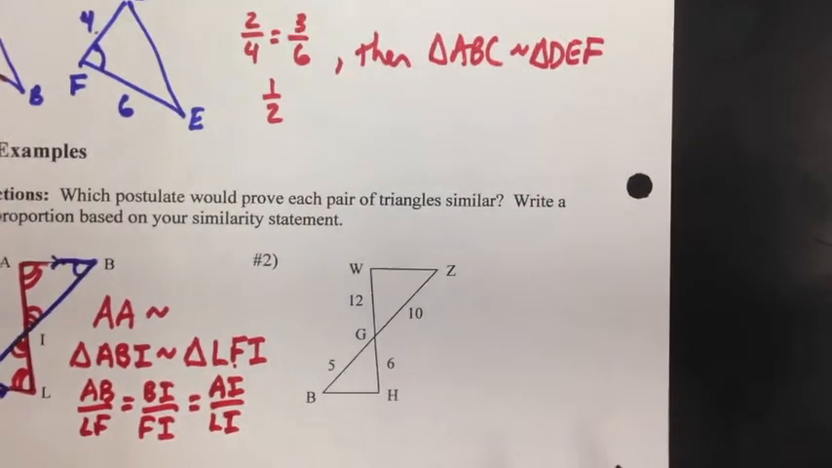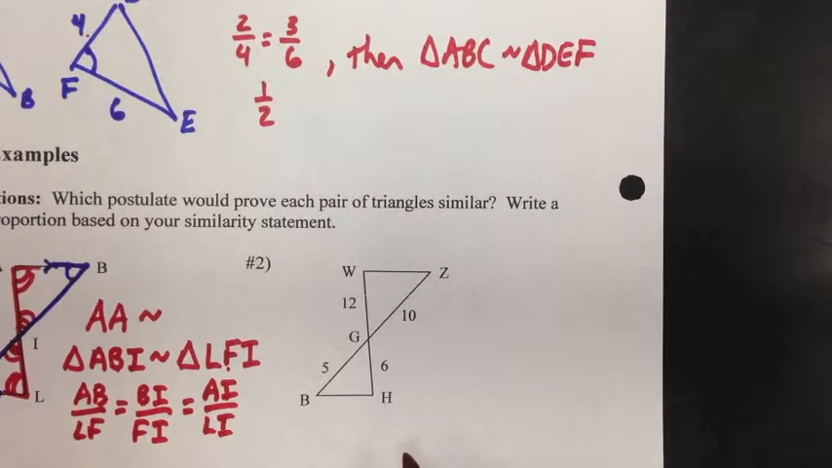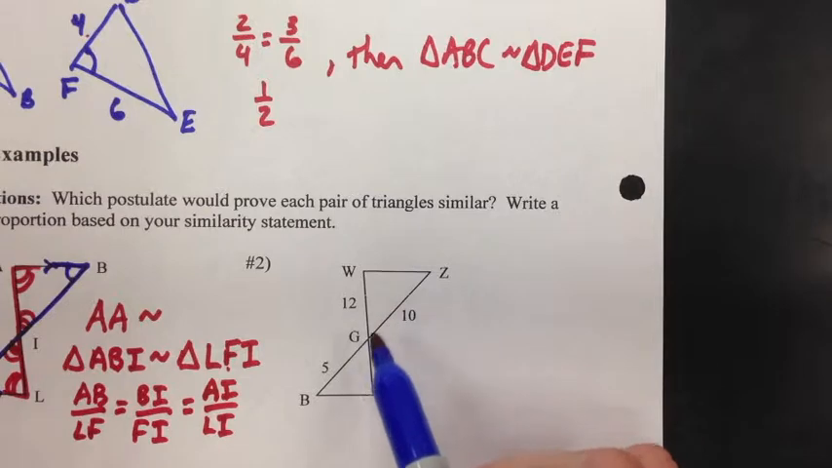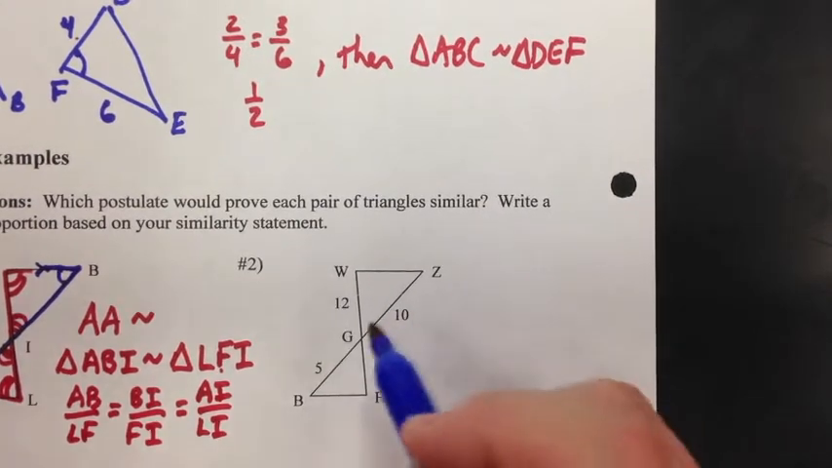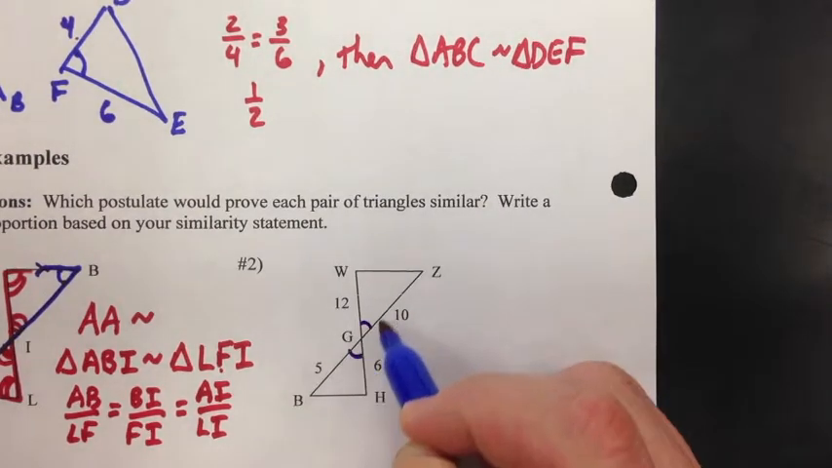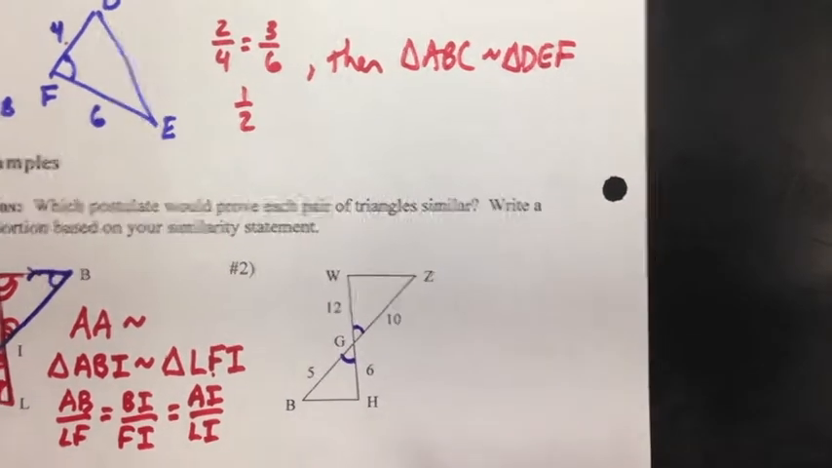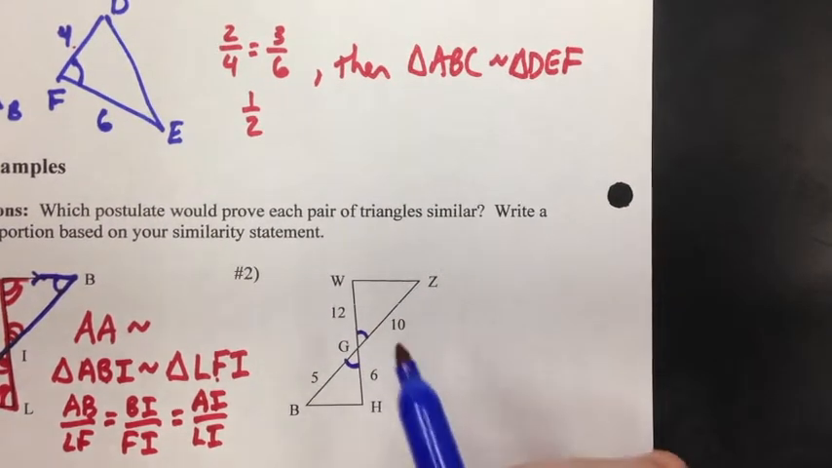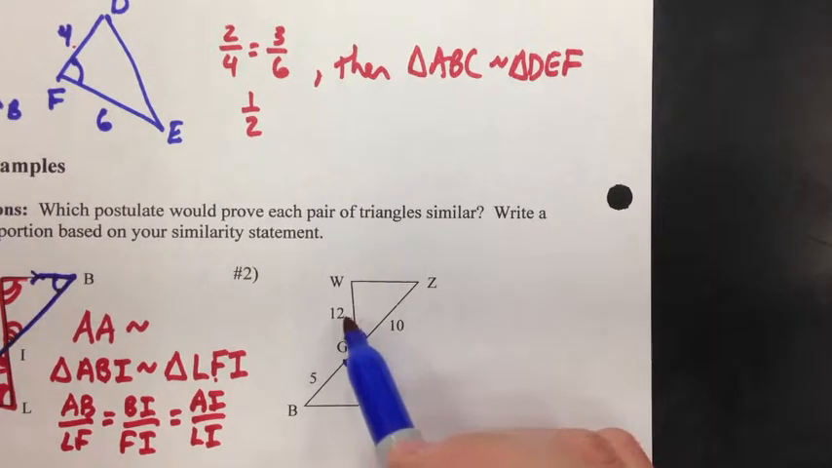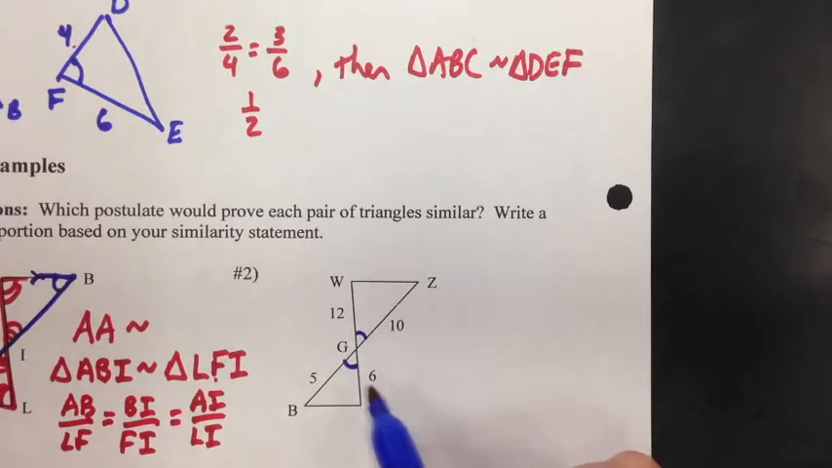Okay, so let's take a look at number 2. Now number 2, do we have any congruent angles? We do. Here where these two lines intersect, we have vertical angles. Now notice that the other thing that they give you is side length. They give you 12 and 10 in the top triangle, they give you 5 and 6 in the bottom.